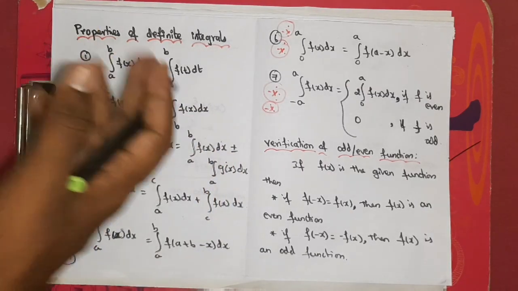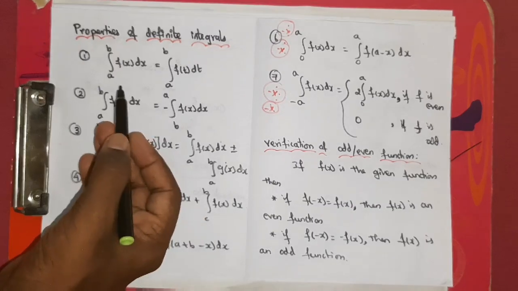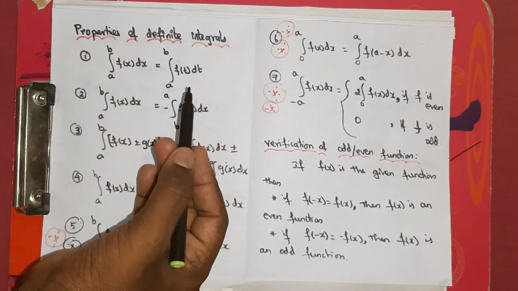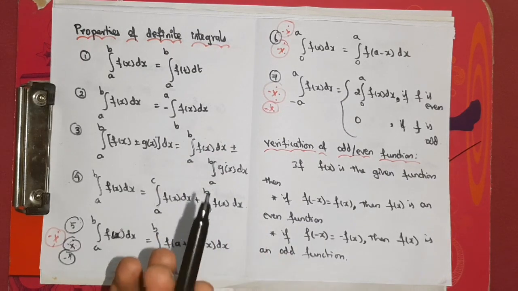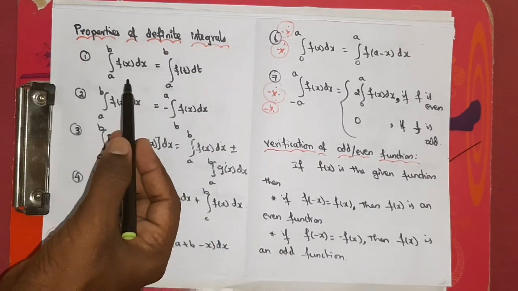So 1 by x, when you integrate, what is the answer? Log x. Like that, 1 by t, when you integrate, the answer is log t. So anyway, the resultant answer is going to be the same, but only the variable is different. So that is the first property.